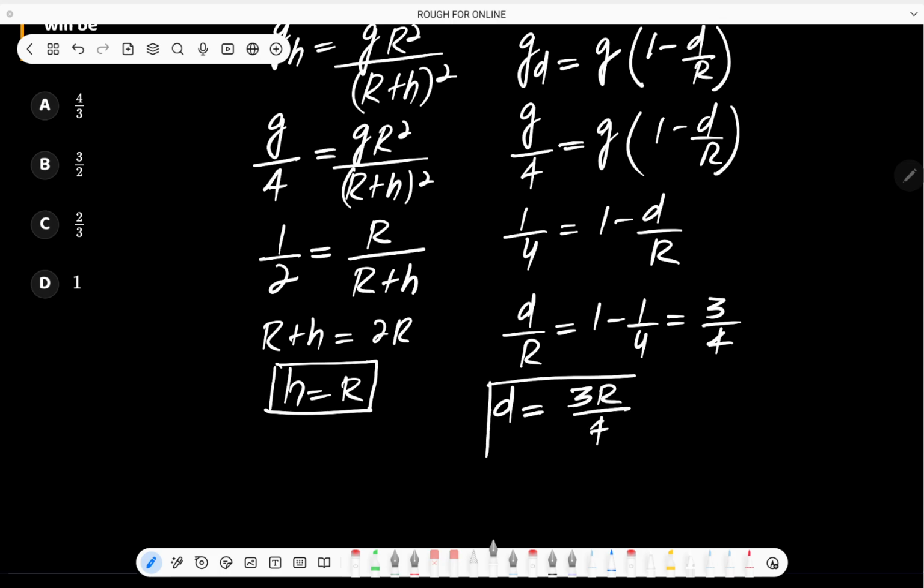So we have calculated both the height as well as the depth at which the acceleration due to gravity becomes equal to g divided by 4. We calculated the value of h and we also calculated the value of d as well. So the value of h is R, and this is the value of d, which is 3R divided by 4.